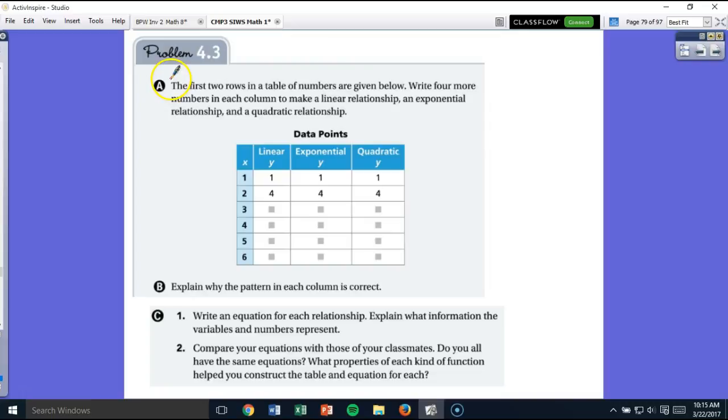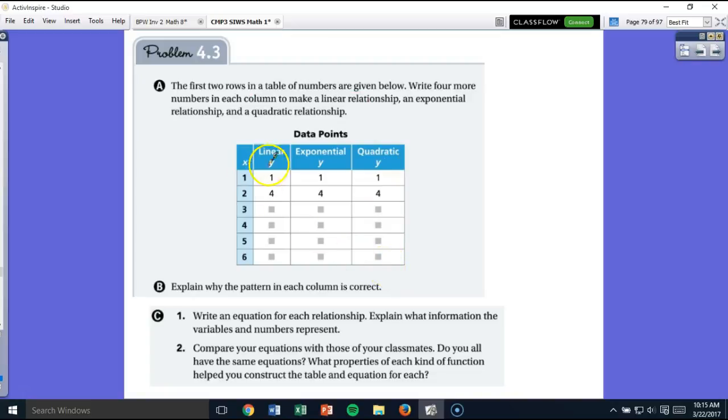So in the problem, part A, it says the first two rows in a table of numbers are given below. So here we have 1 in the first row and 2 for x in the second, with 4 going across for each of linear, exponential, and quadratic. It says write 4 more numbers in each column to make a linear relationship here, an exponential relationship here, and then a quadratic relationship here.